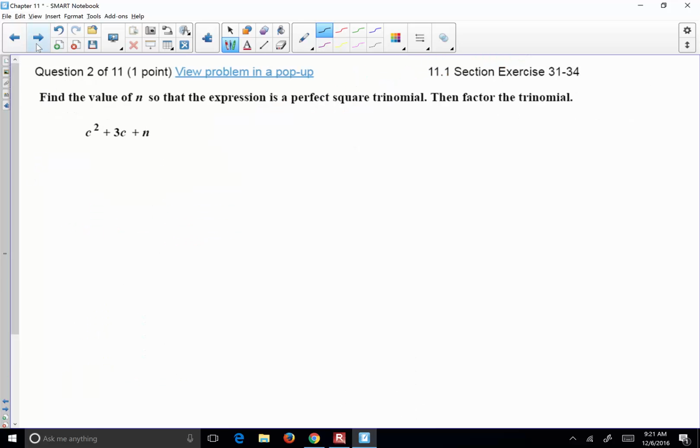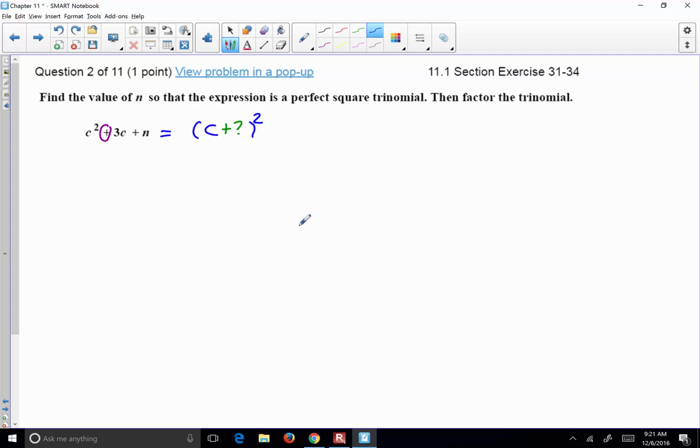Second question. What number is required here so I can turn this into c plus a number squared? How do I know it's plus? Because the sign here is plus. What number should we choose for n?